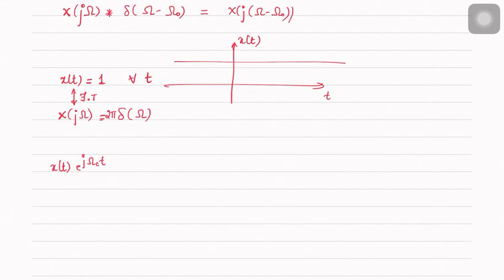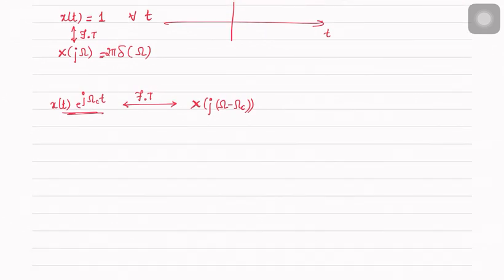So when I multiply by an exponential in the time domain, what happens in the frequency domain is that my x of j omega will be shifted by the appropriate amount. So multiplying by an exponential in the time domain is equivalent to shifting your spectrum. I'm going to make use of this property.